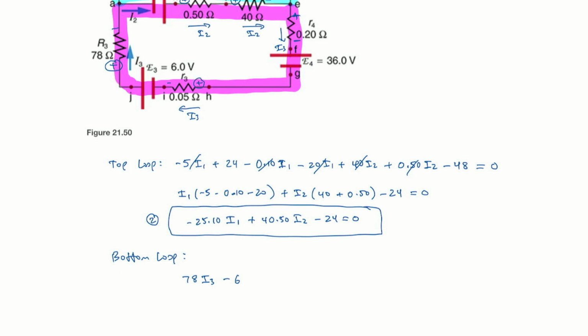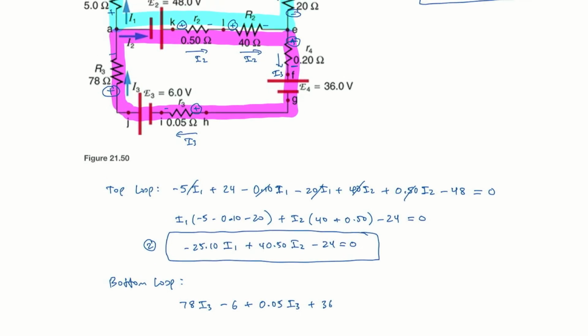Internal resistor R3, we see the plus sign. That is 0.05, and that is times I3. Then we've got the long end of the E4, so we've got plus 36. Then we've got the plus end of internal resistor R4, so we've got plus 0.20 times I3. Now we traverse the middle, and we've got to watch our markings to make sure they're going to work. We are going around this counterclockwise, so the markings are fine.